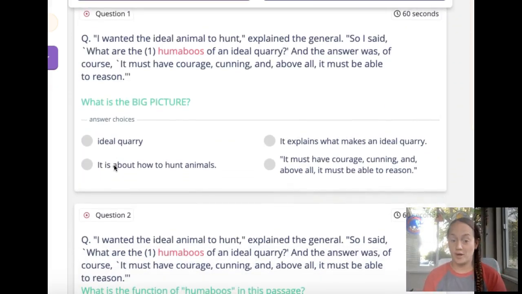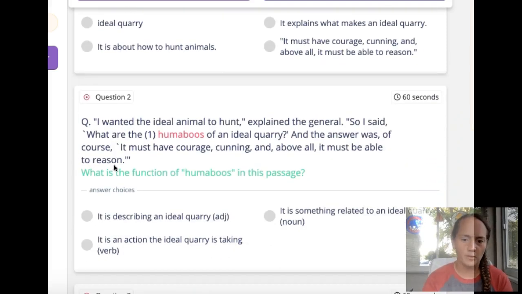which the word we're trying to replace is humbaboos. Or no, humaboos. Sorry, I mispronounced my own made up word. That is my fault. All right, so here it is in the sentence. I wanted the ideal animal to hunt, explained the general. So I said, what are the humaboos of an ideal quarry? And the answer was, of course, it must have courage, cunning, and above all, it must be able to reason.